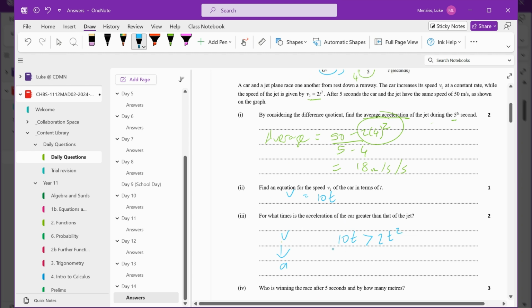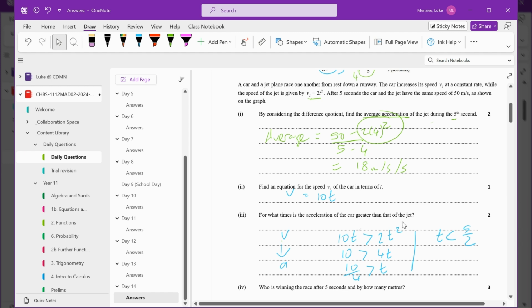We want that to be greater than that. We'll differentiate both sides. So we want 10 is greater than 4t. Then 10 over 4 is greater than t. And then we can say t is less than 5 over 2. Same thing. Okay, so that's the time when the acceleration of the car is greater than the jet.